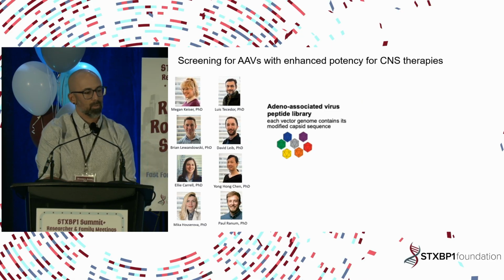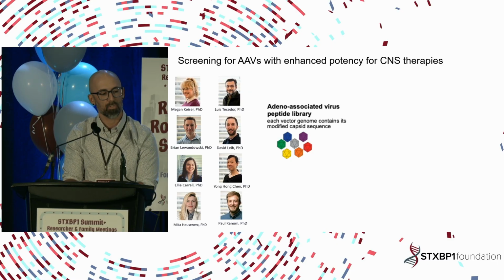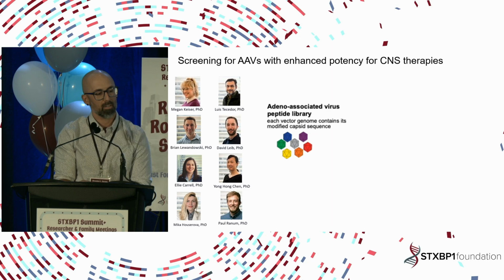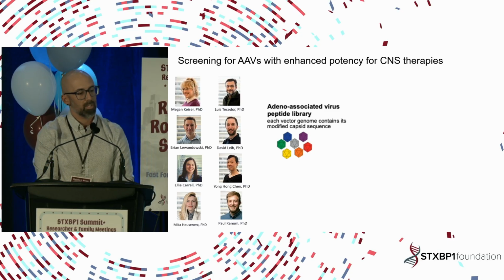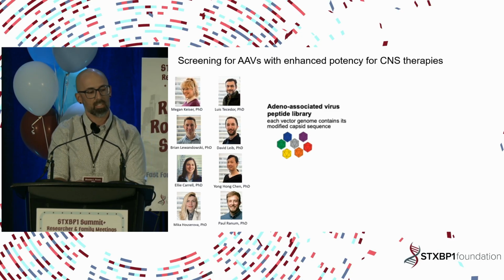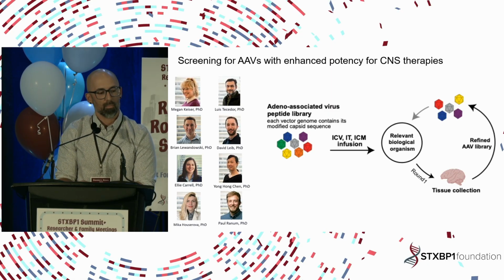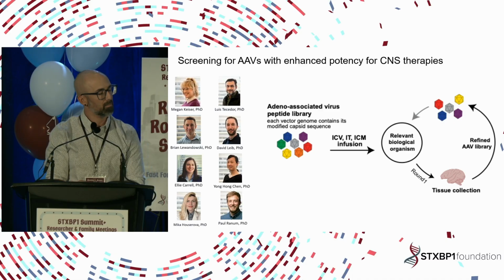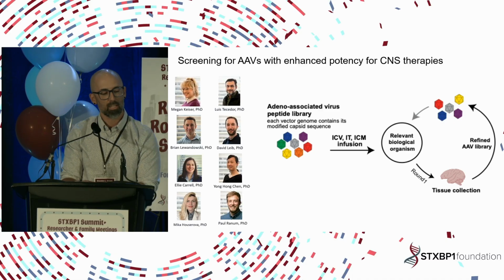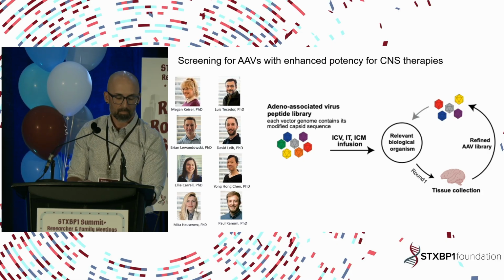Our lab takes the approach of screening for AAVs with enhanced CNS potency through large peptide libraries. All this work has been done by previous and current lab members that you see on the left. We start with random capsid sequences, about 4 million or 40 million capsids. These are infused direct to the CNS, either to the CSF or directly to the target tissue, in a relevant biologic organism, in this case, non-human primate.